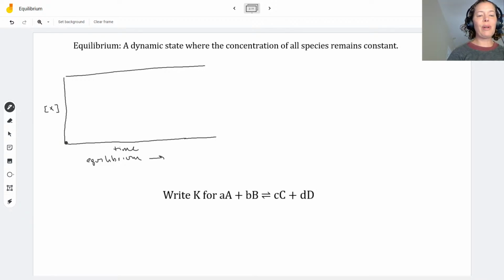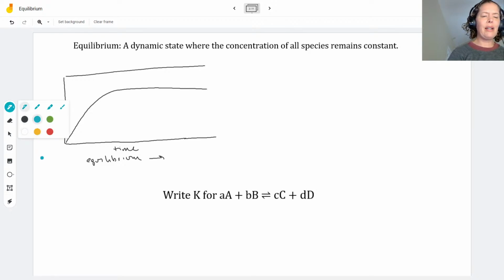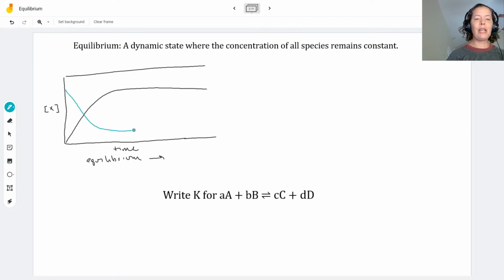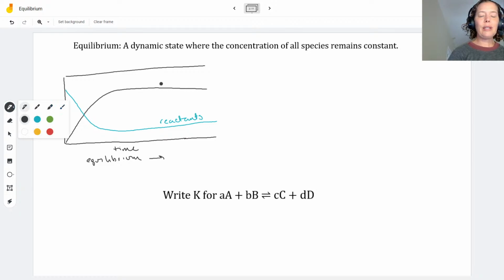What you're going to see is that your concentration of products is going to start at 0. It's going to increase, and then it's going to level off. I should have done that in a different color. I'll do reactants in a different color. Reactants are going to start at a specific concentration. They're going to come down, and they're going to level off. So blue is reactants, and black is products.